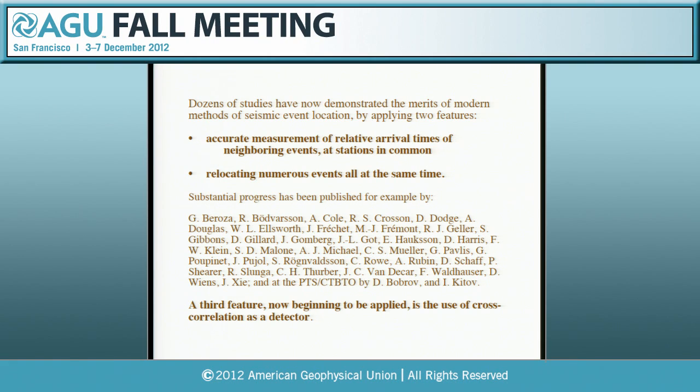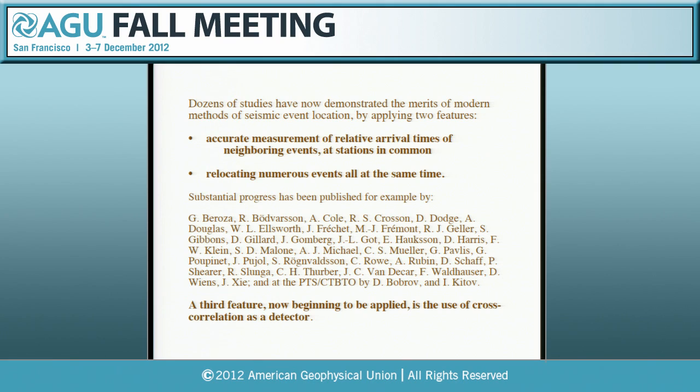Okay. So let's go back to some kind of broad issues here. Where are we with all of this? In the year 2012, there have been dozens of studies that have now demonstrated the merits of modern methods of seismic event location by applying, at first, at least 2 features. We'll add a third at the bottom here. Accurate measurement of relative arrival times, and as the poster that David Scharf has this afternoon, of relative sizes of events, neighboring events, at stations in common, relocating numerous events all at the same time.